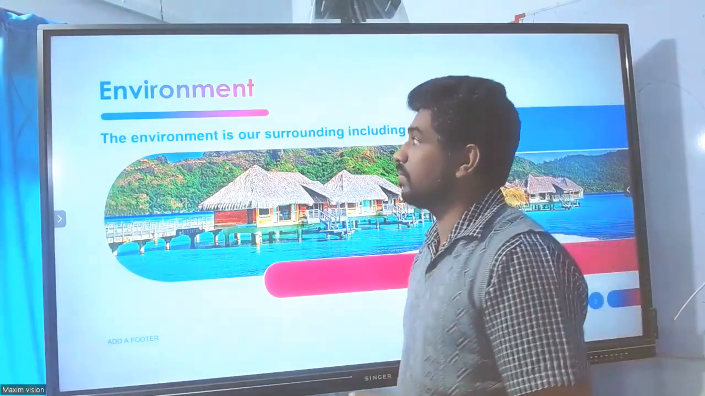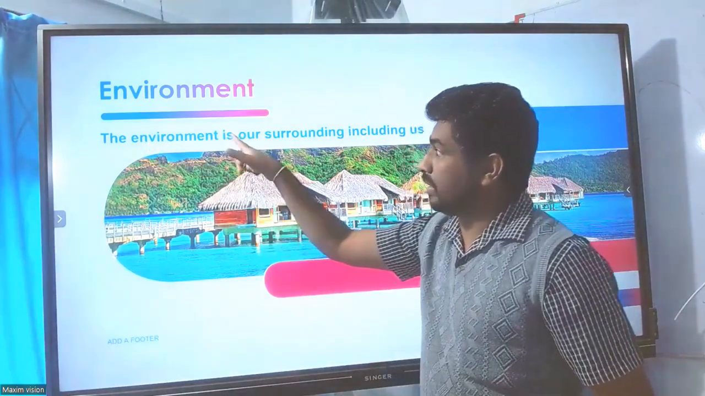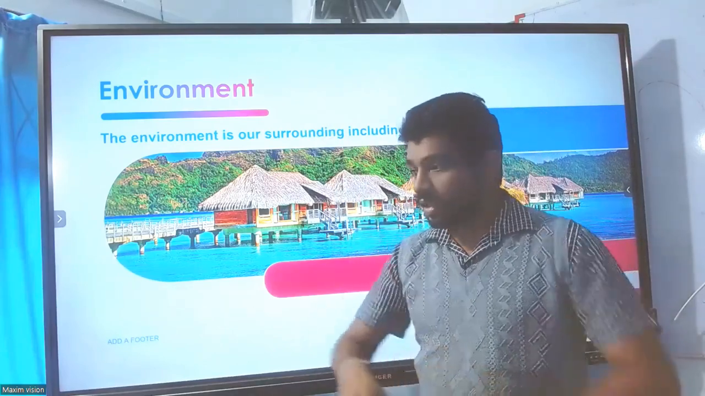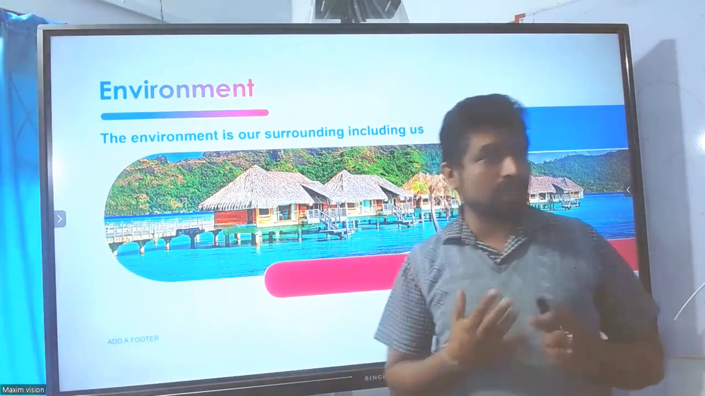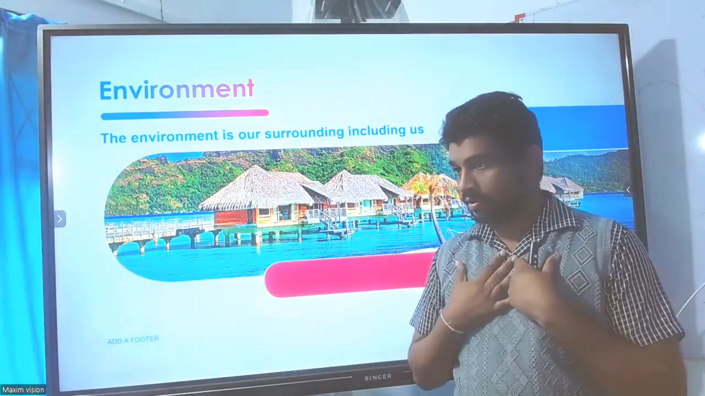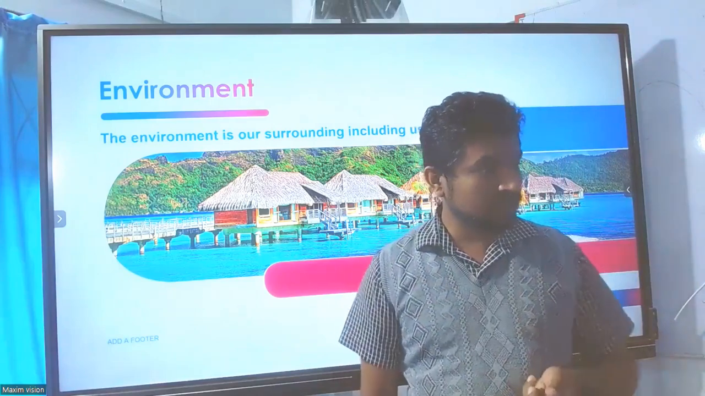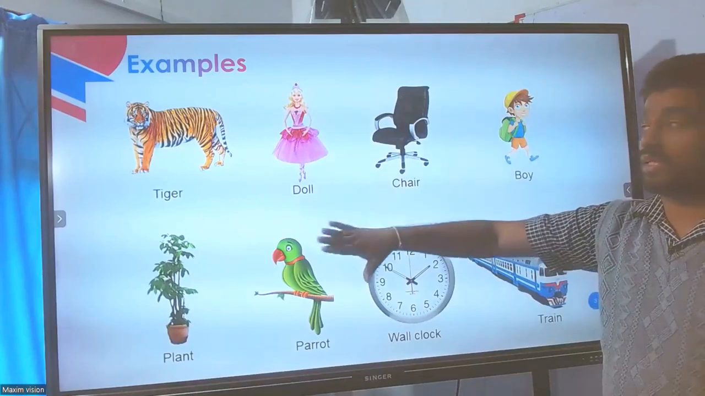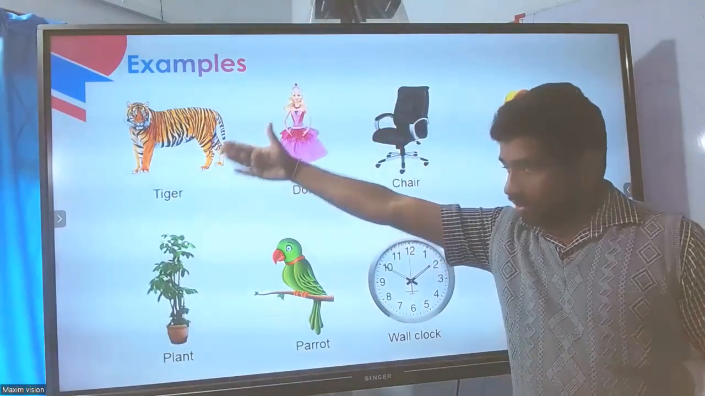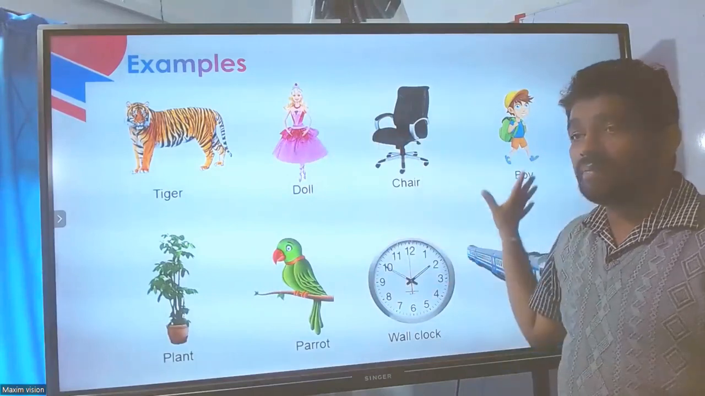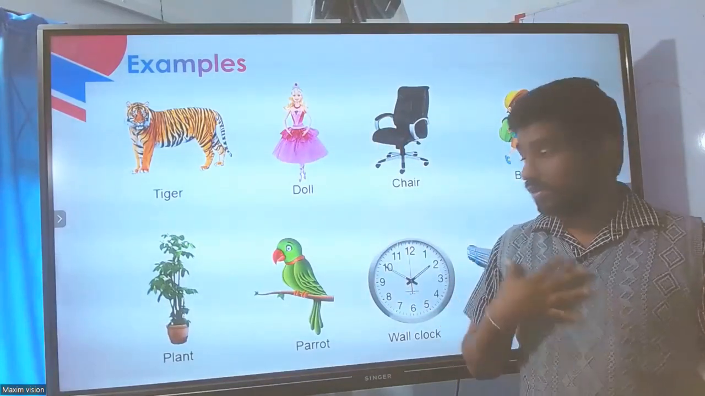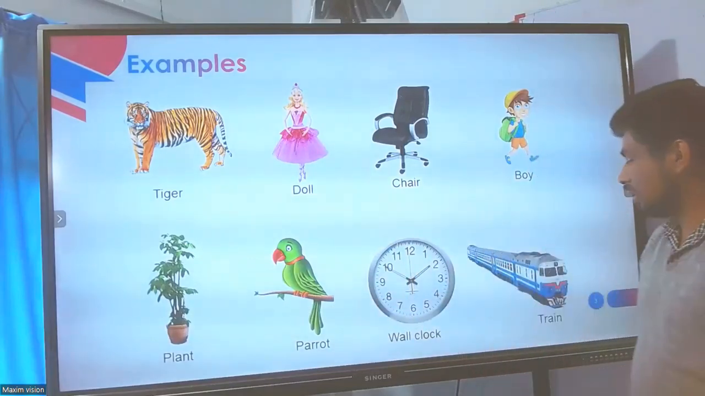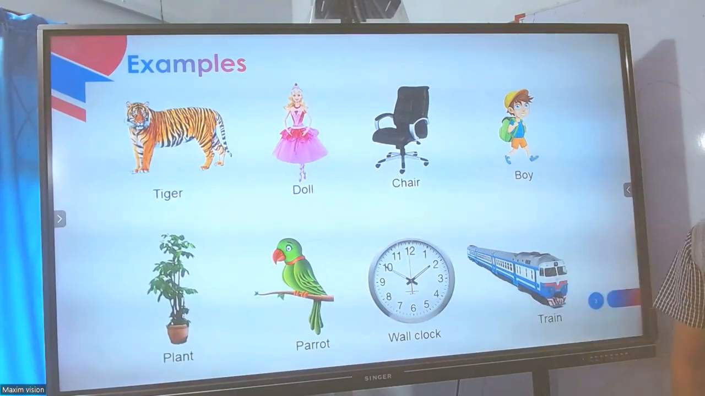We mentioned environment is our surrounding, including us. What do we have around us? All the things with us, we call the environment. So there are so many things in the environment. Basically, you can see some animals, then plants and man-made things. Man-made things means toys and equipment and everything. Yes, wall clock, even vehicles, frames and everything.